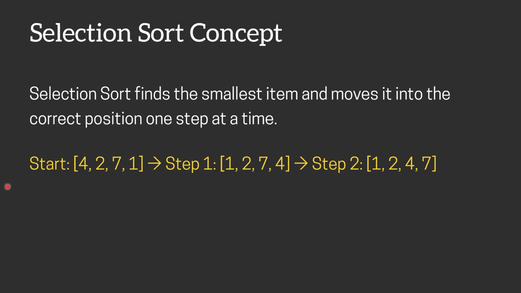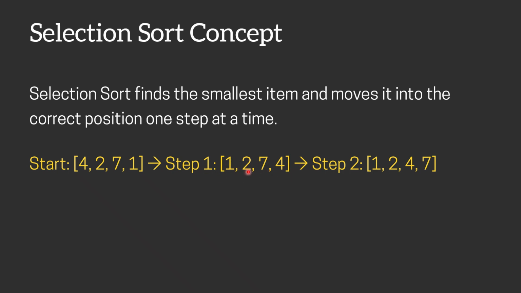So for example, if we had 4, 2, 7, 1. In the first step, it's going to find the smallest, which is the 1. Then it's going to move that to position 0, the first position, and swap whatever was in that position to the previous position. So these two swap because it pulled this one, which was the smallest.